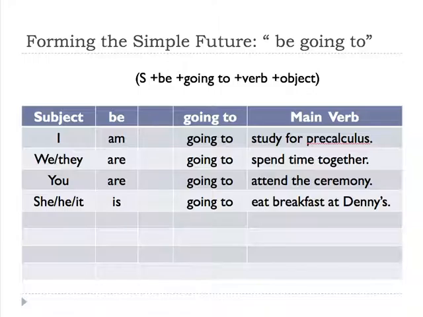I am going to study for pre-calculus. We are going to spend time together. You are going to attend the ceremony. She is going to eat breakfast at Denny's. Notice that the form of the verb to be changes depending on the subject, but going to does not change, and the main verb is in the base form without any endings.